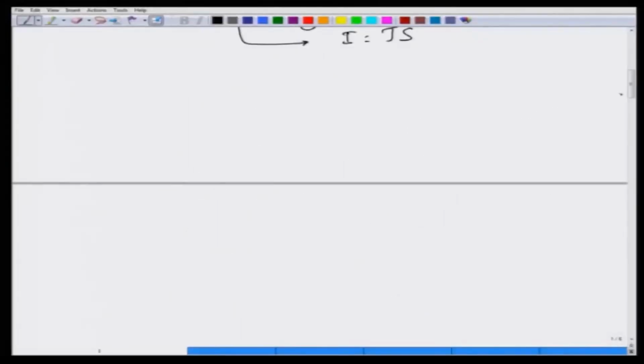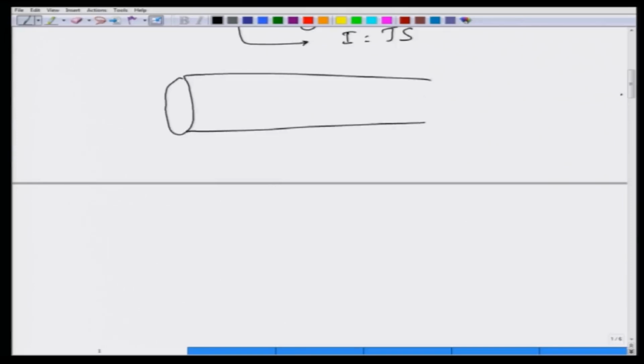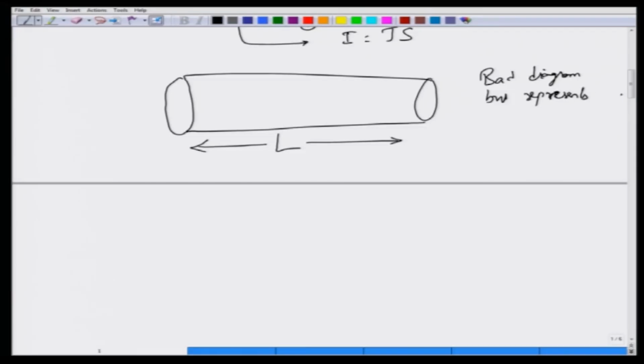Consider this scenario in which I am considering a piece of conductor of certain length L. Of course, this must be a uniform conductor, but the drawing might not really represent this. This is a bad diagram, but it represents a conductor of uniform cross section.